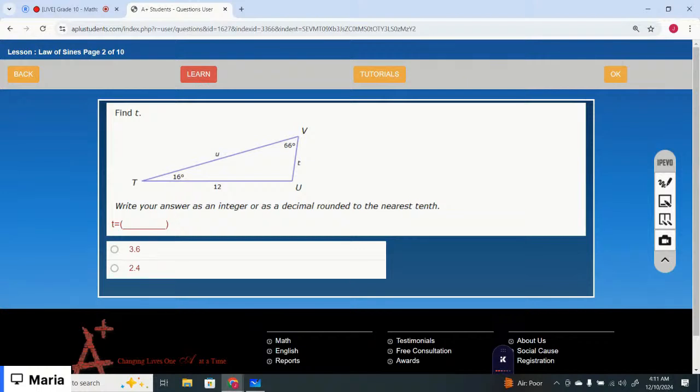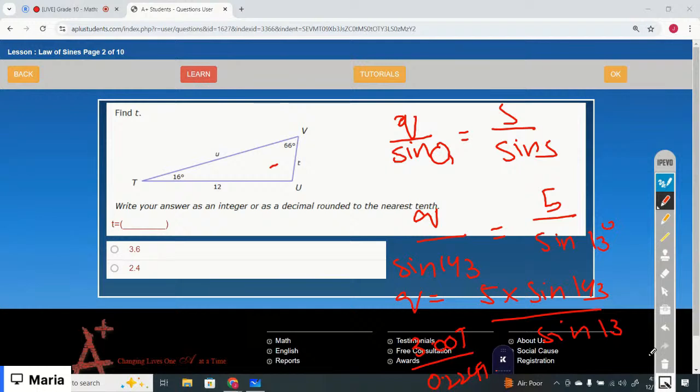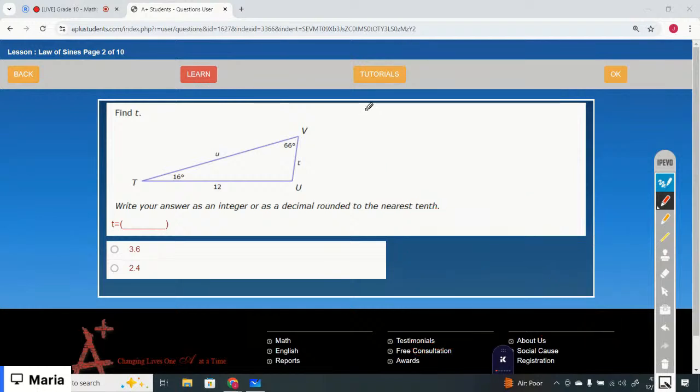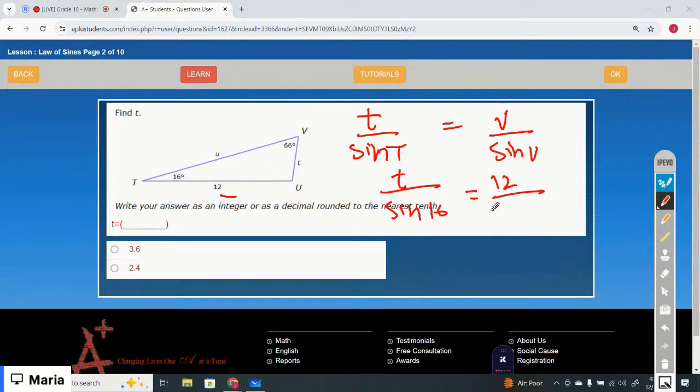Okay, so find t. That is t divided by sine t, and that equals v divided by sine v. So t you need to find, and sine t is sine 16, and then v is 12, and sine of angle v, that is 66. Evaluated for t, you have to do 12 times sine 16 divided by sine 66. So let's just solve, right?